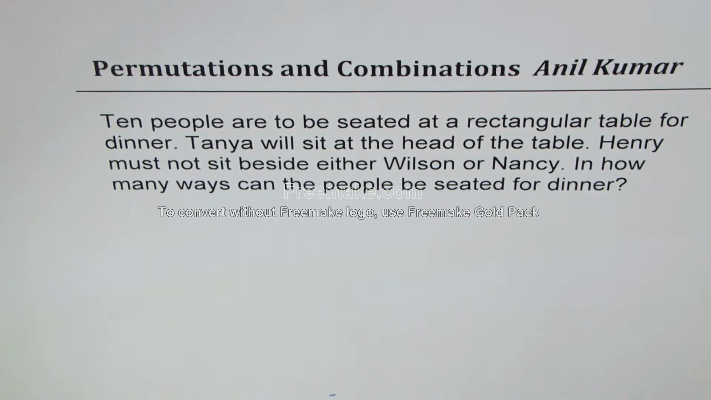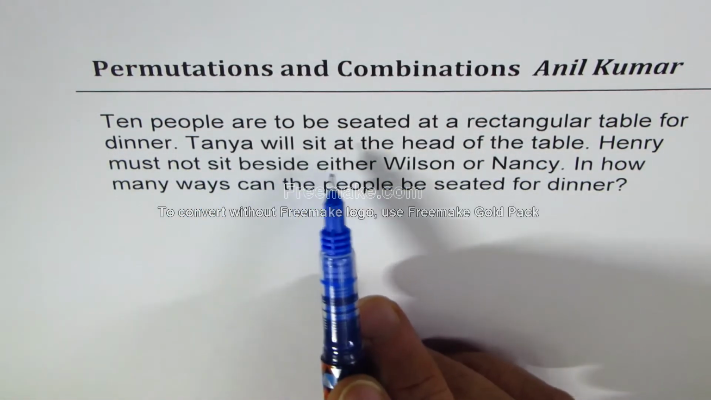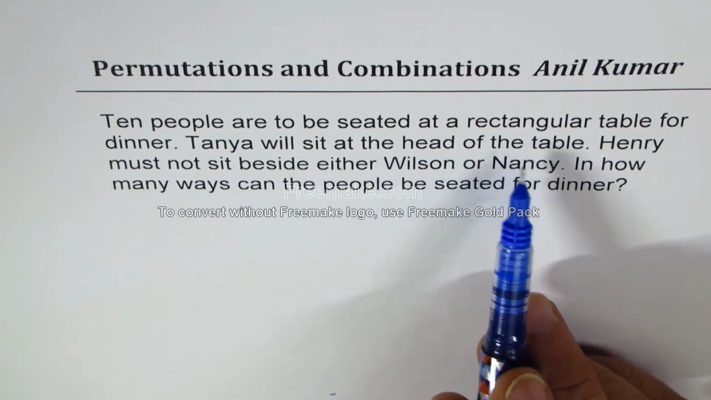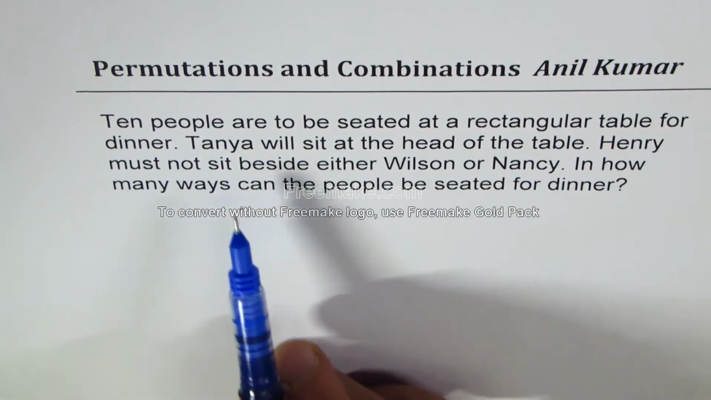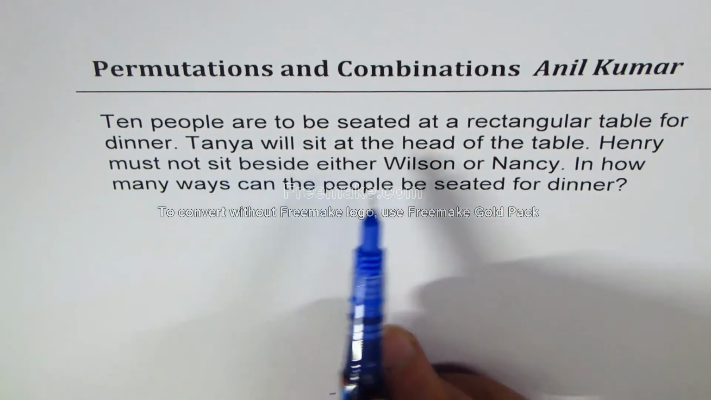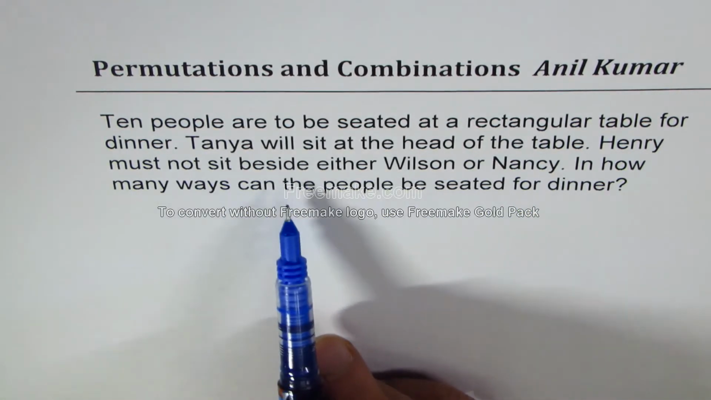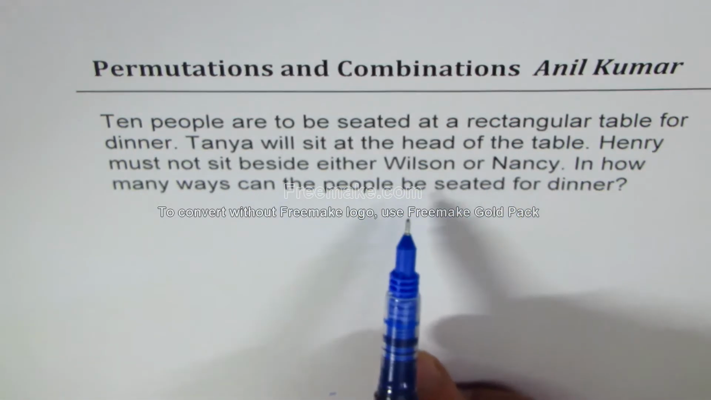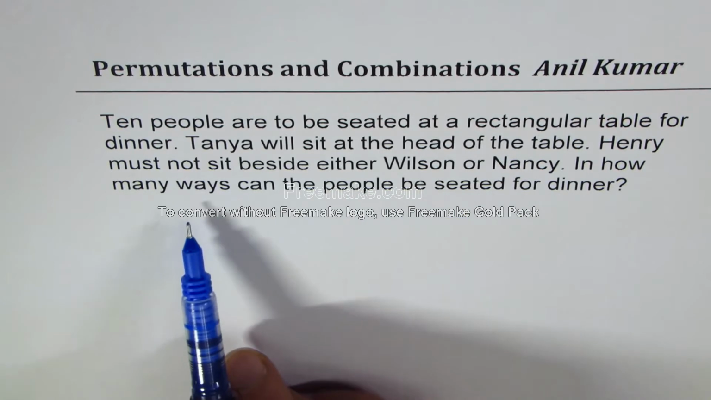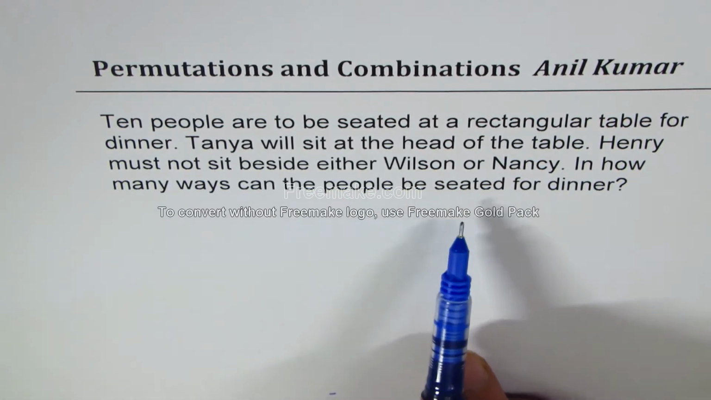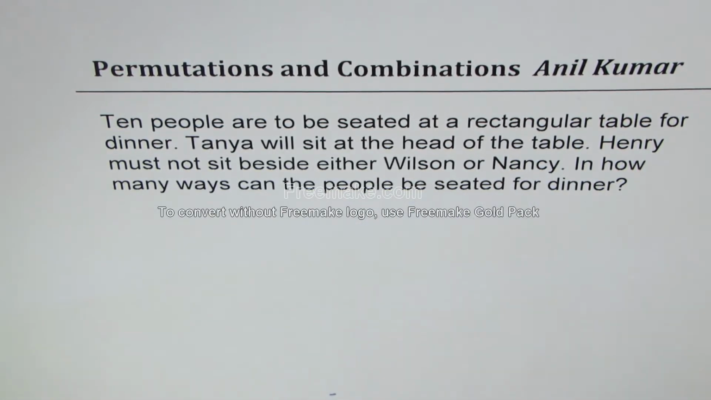The question here is: 10 people are to be seated at a rectangular table for dinner. Tanya will sit at the head of the table. Henry must not sit beside either Wilson or Nancy. In how many ways can the people be seated for dinner? You can always pause the video, answer the question, and then look into my suggestions.